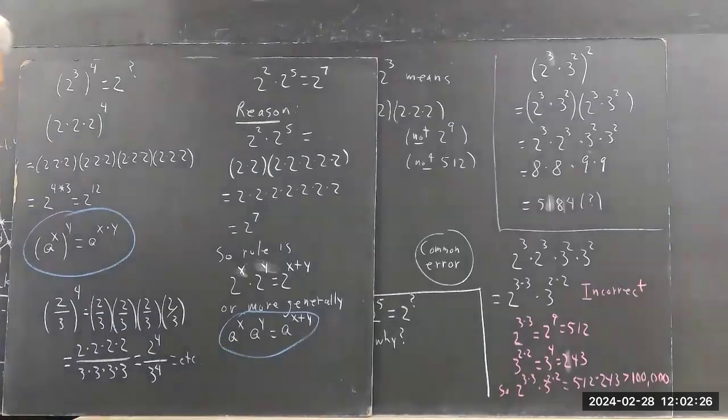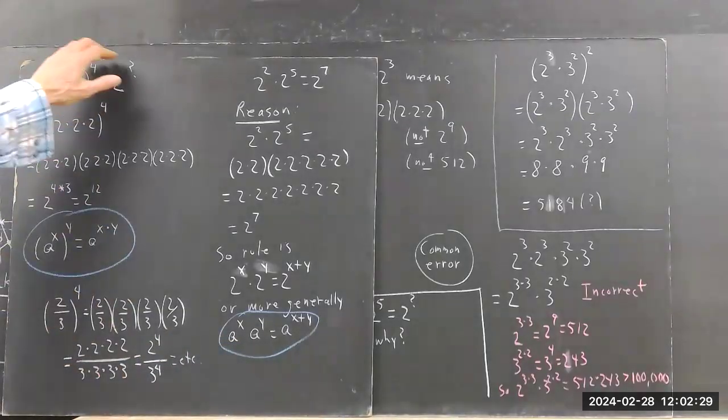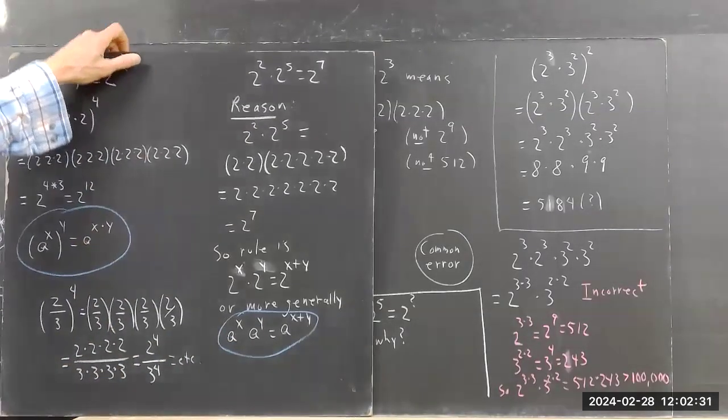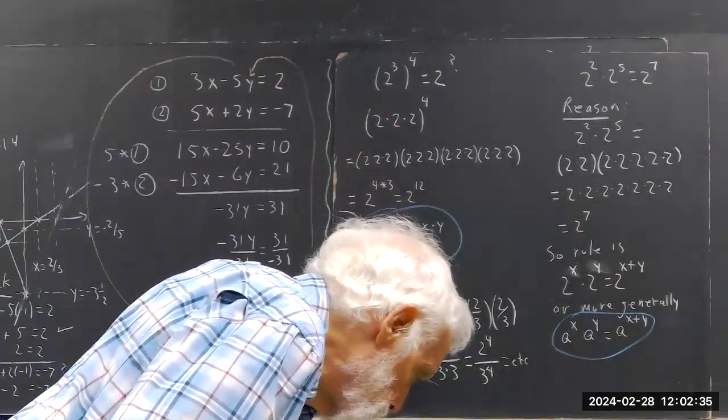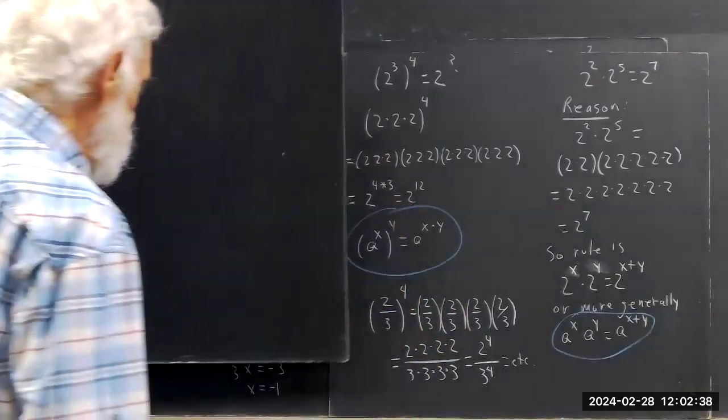Thanks for writing that out. We're just wanting to look at the rules. So there we have it. Okay, now, what do we have?